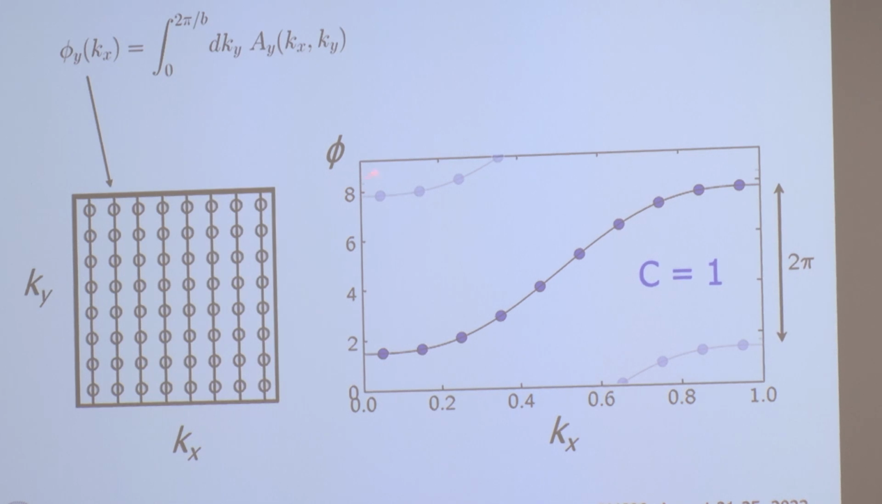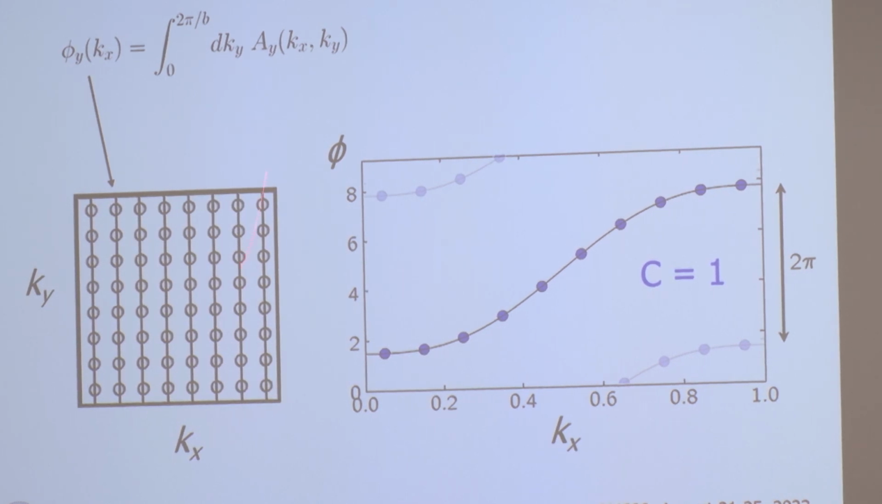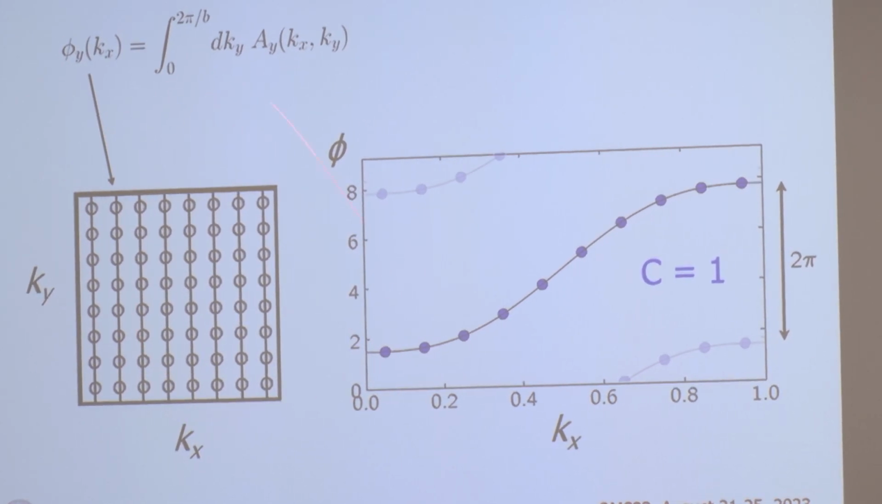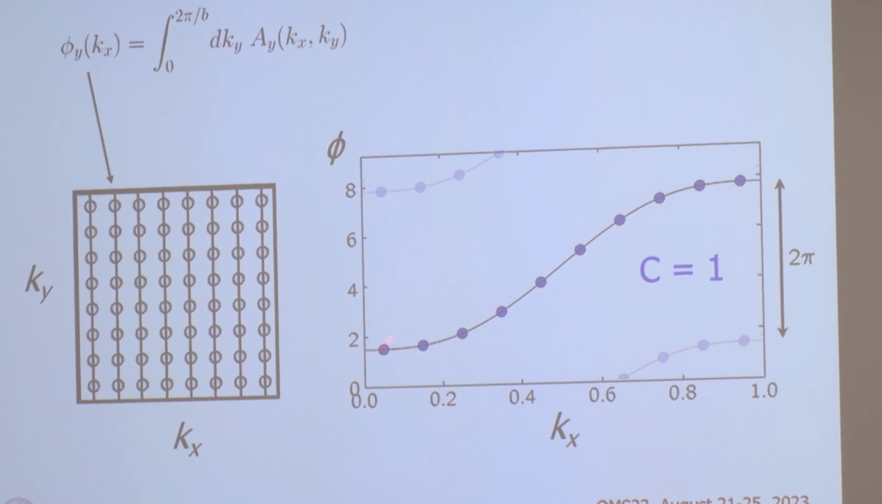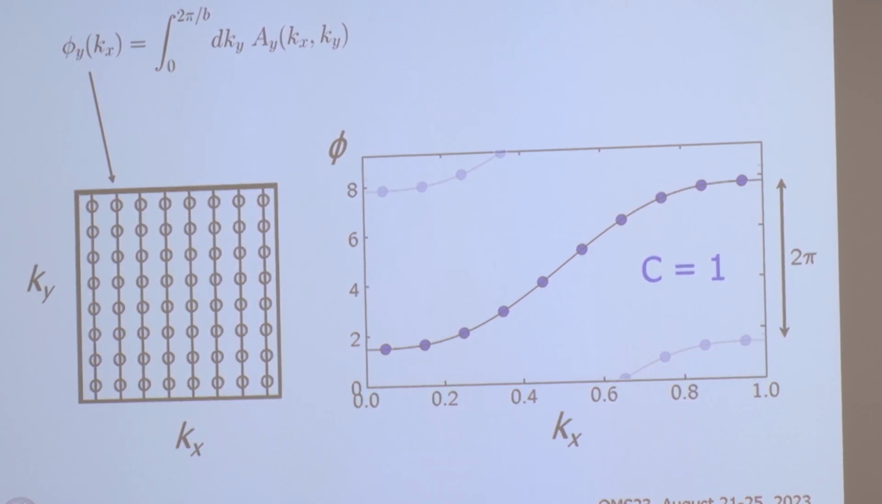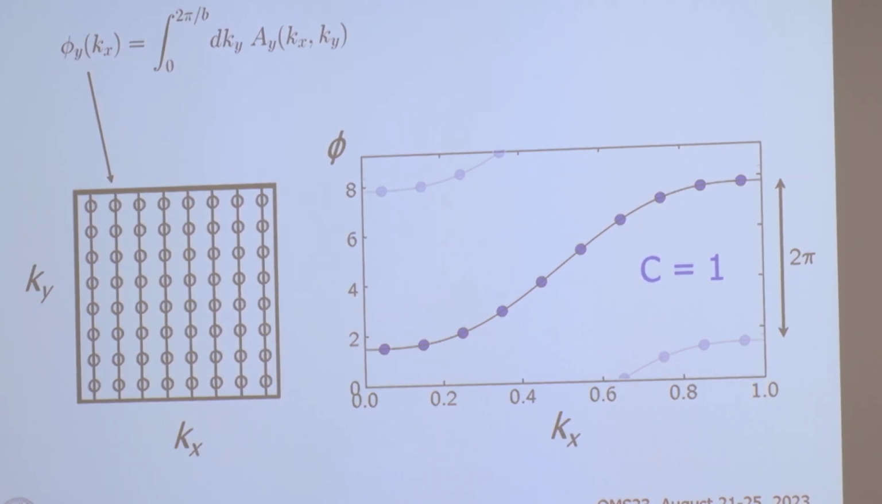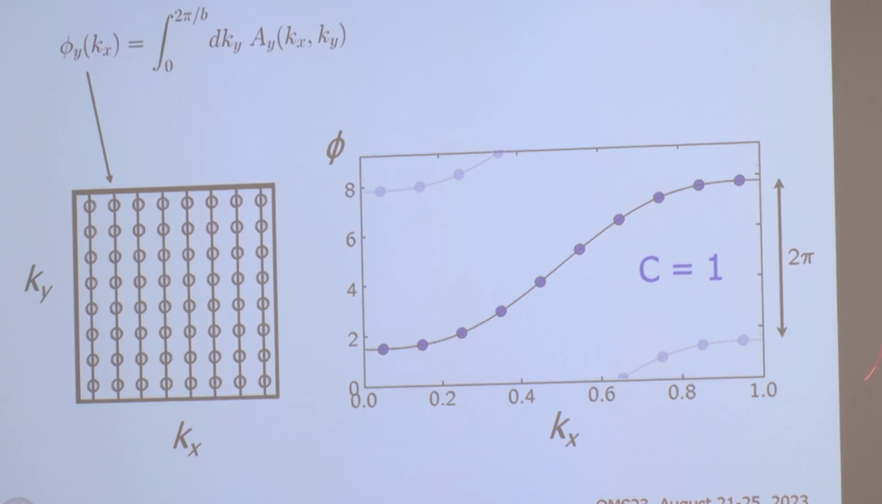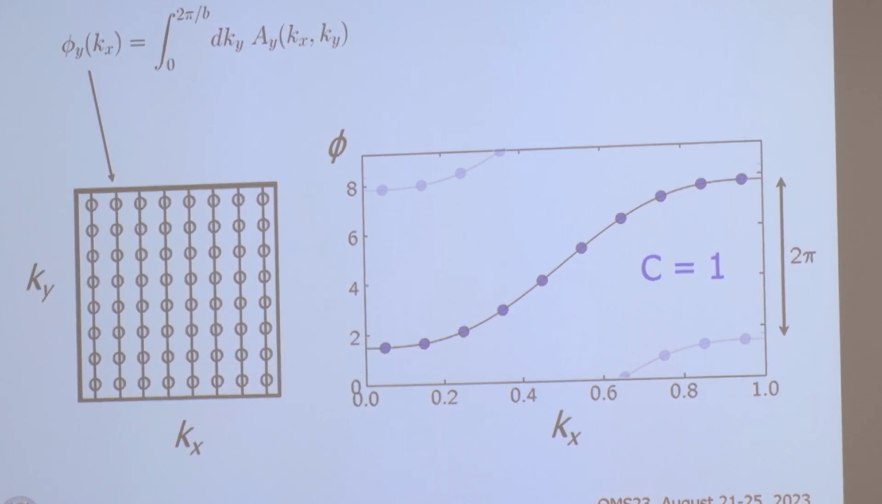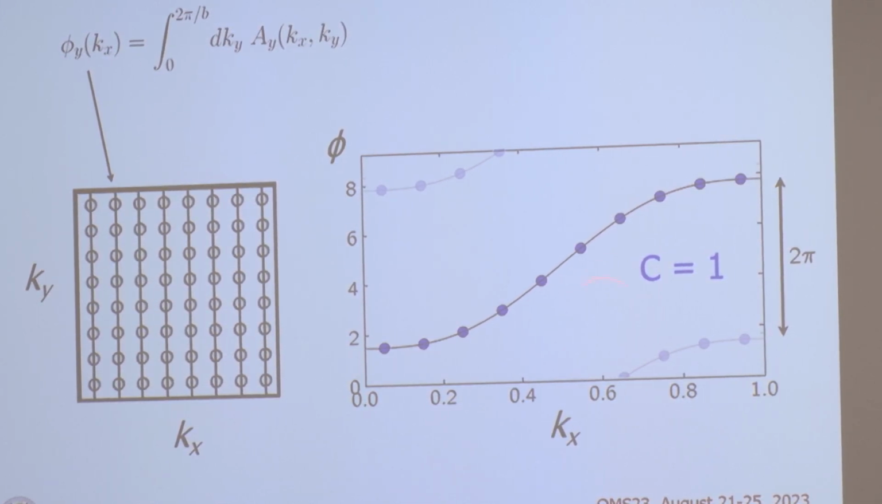So if you like, there's another ghost image up here, which is 2π higher. But maybe you should just think of this as defined on a unit circle, and as you go across the Brillouin zone, you go once around the unit circle. So it's a winding number. It's the winding number of the Berry phase defined in the y direction as you take kx across the Brillouin zone in the x direction.